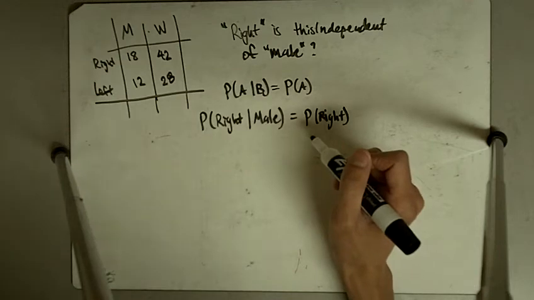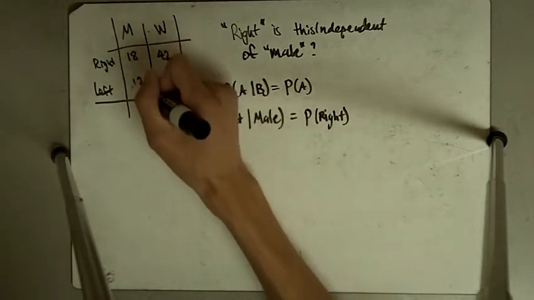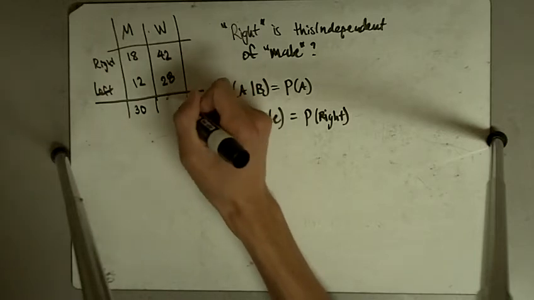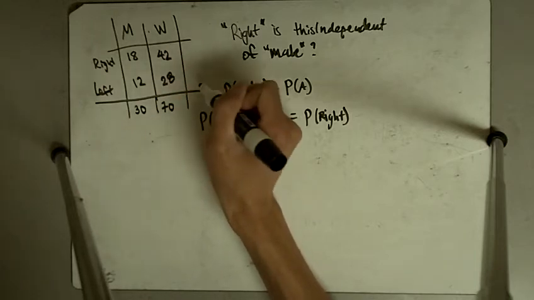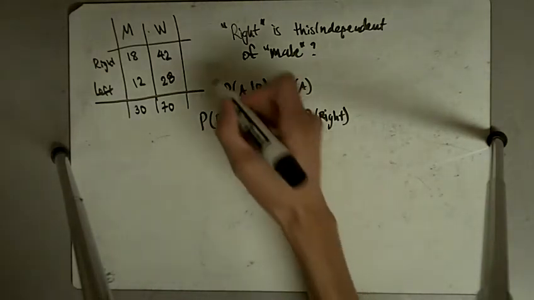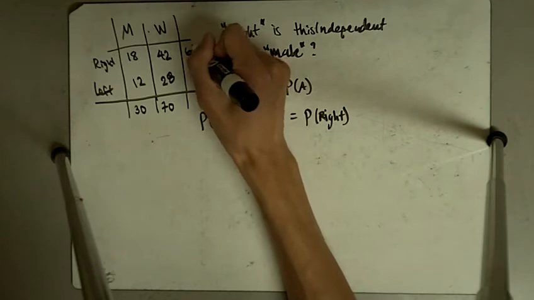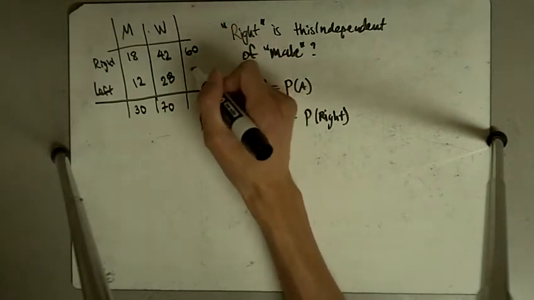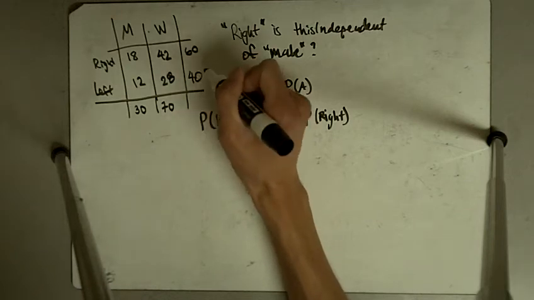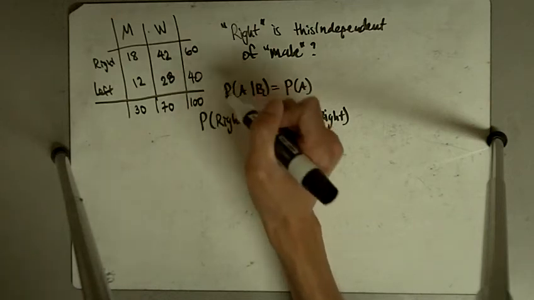And so here we've got to do some addition. Here, male, we have a total of 30 males, and here we had a total of 70 women. And over here, 18 plus 42, we have a total of 60 people who preferred their right hand on top, and of those who preferred their left hand on top, we had 40, for a total of 100 people.